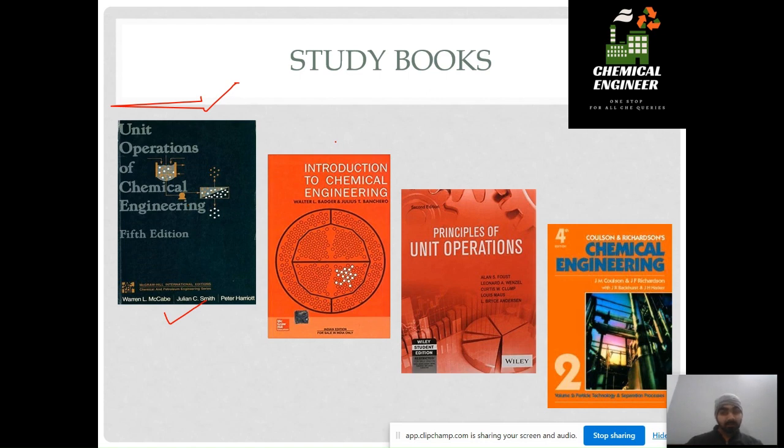Then we have a second book, that is Introduction to Chemical Engineering by Walter. Okay, so this is a good book. Then the third book that you can follow is Principles of Unit Operations. This is a good book which is by Alan Foust. This book is good. And the final one, Coulson and Richardson. If you want to learn more, then you can follow this book, Coulson and Richardson, the second volume.